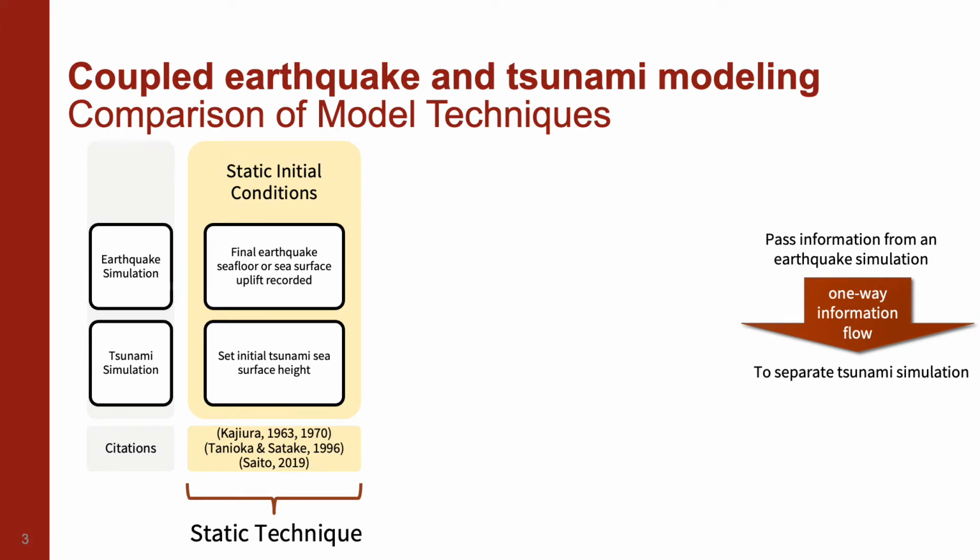For example, some modelers use a static displacement from the earthquake simulation as an initial condition in a separate shallow water tsunami simulation. This technique assumes the tsunami propagation is negligible over the earthquake duration, and therefore the earthquake can be modeled as instantaneous.